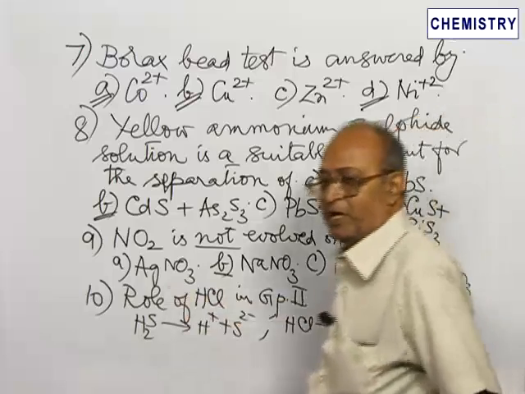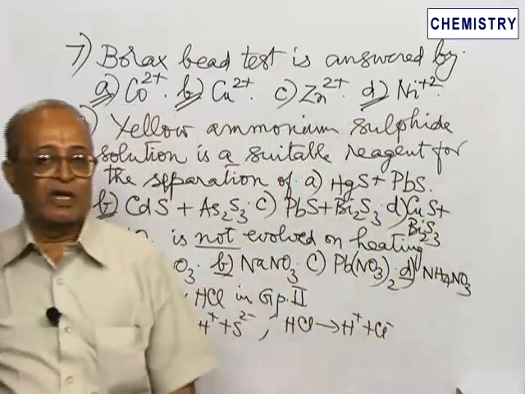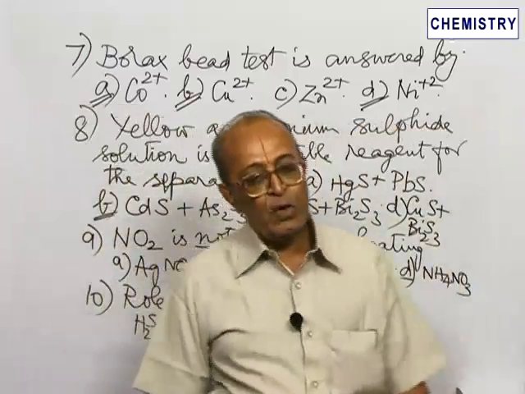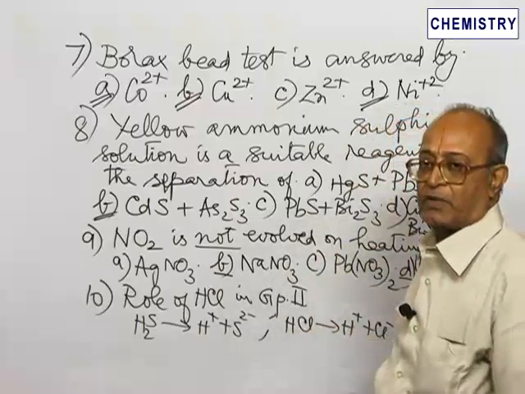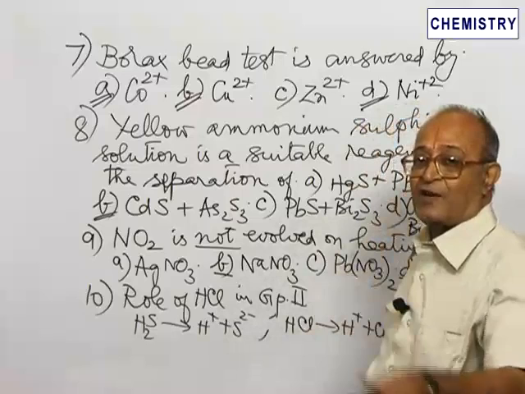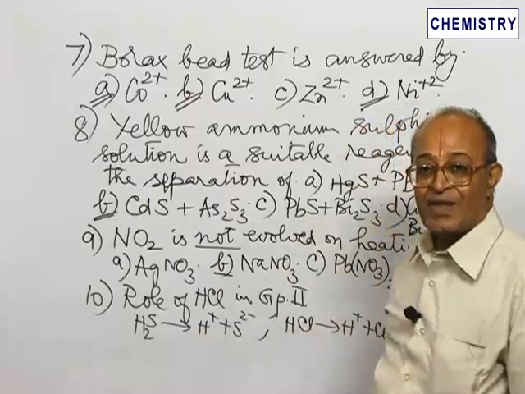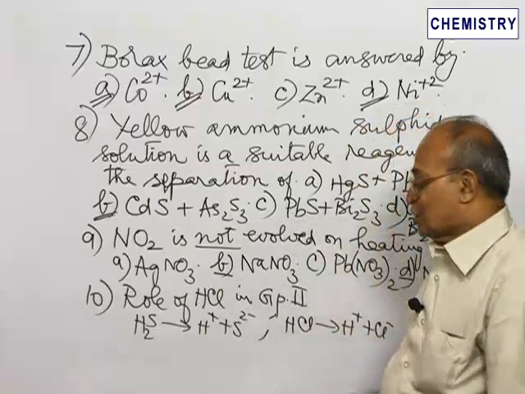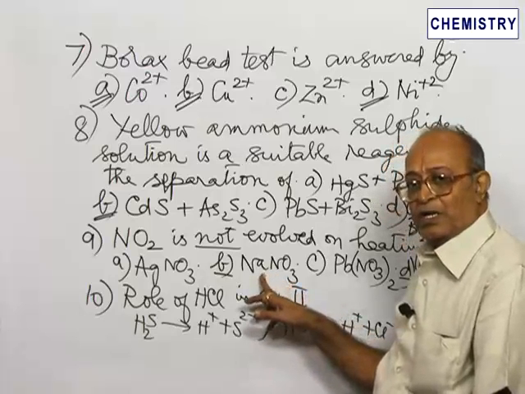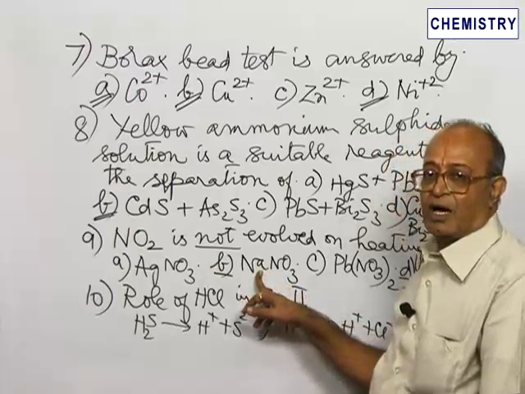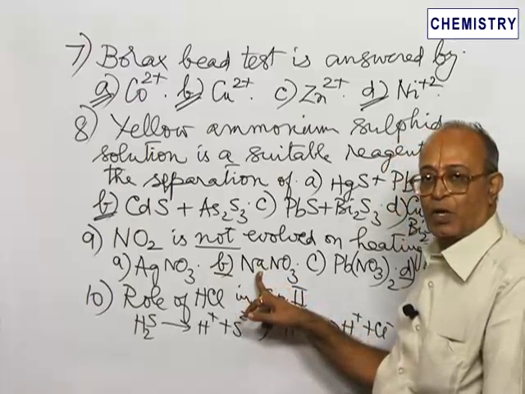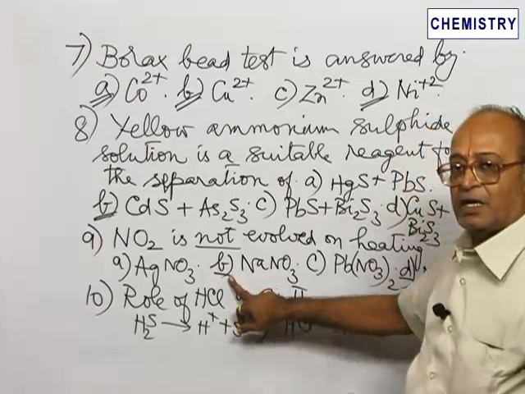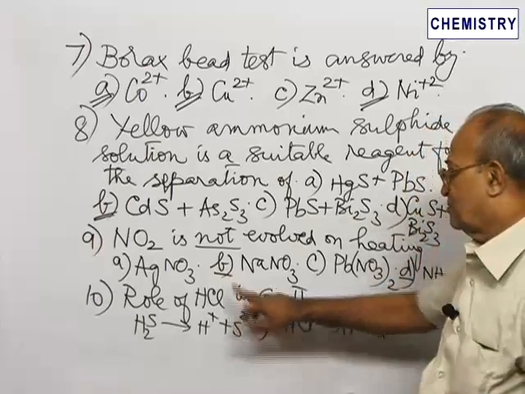All right, come to B, sodium nitrate. Now, sodium nitrate on heating gives only two products. One is NaNO2 and another is oxygen. So, even though it is also a nitrate, on heating this does not give NO2. So, B is the correct answer.